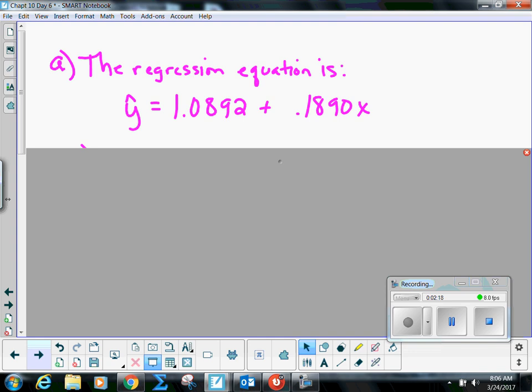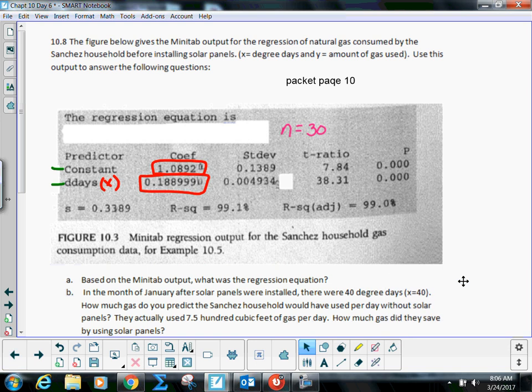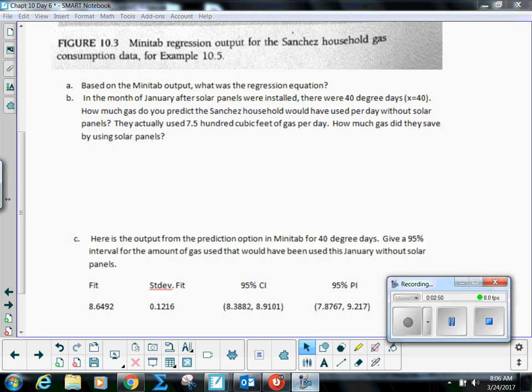Okay? The next question asks, in the month of January, after solar panels were installed, there were 40 degree days. So in other words, x equals 40. How much gas do you predict the Sanchez household would have used per day without solar panels? They actually used 7.5 cubic feet of gas per day. How much gas did they save by using solar panels? Go ahead and do problem B. Compare their actual with the predicted.